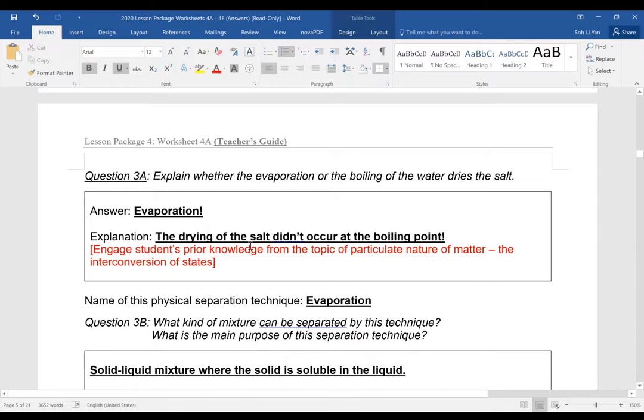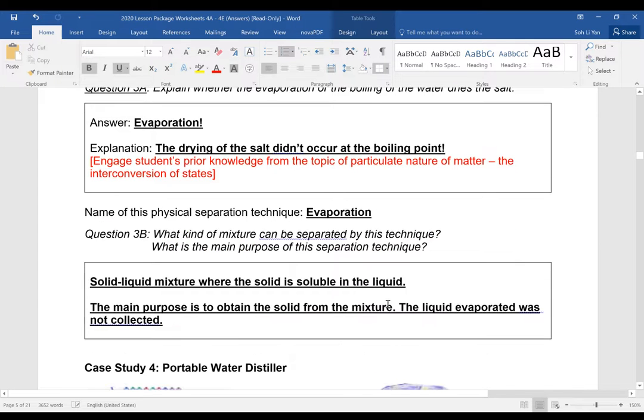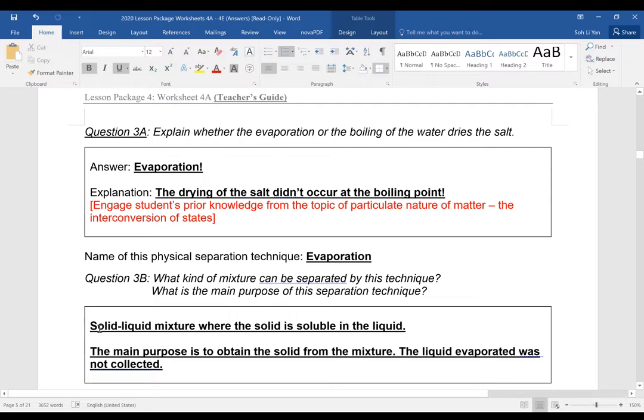This kind of separation technique is known as evaporation. In this case, it's still a solid-liquid mixture, but the solid is soluble in the liquid. It's being dissolved. So we remove the water, leaving behind the salt particles. Through evaporation, through drying, we remove all the water and leave behind the salt particles.